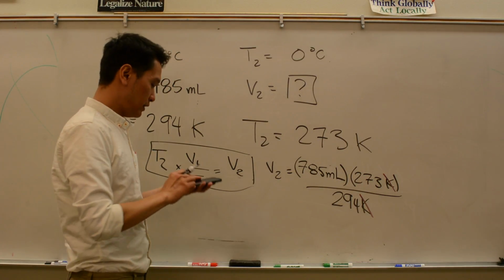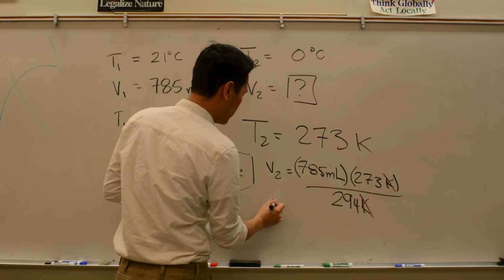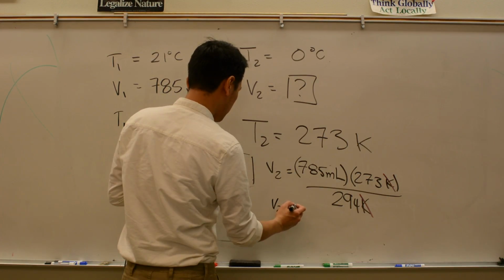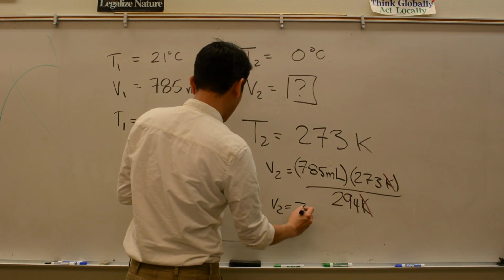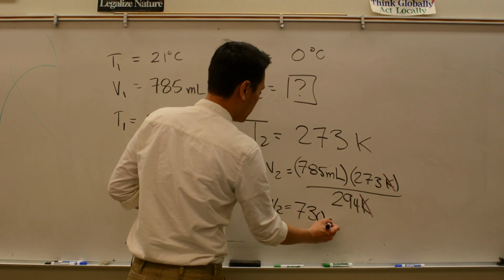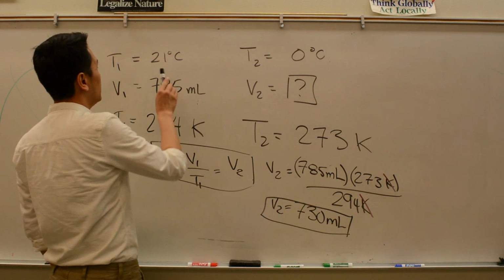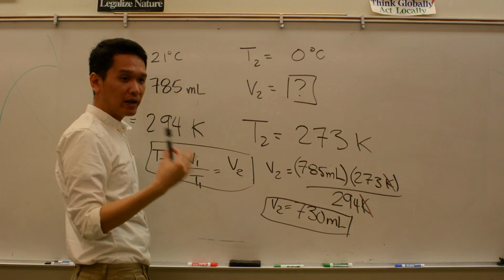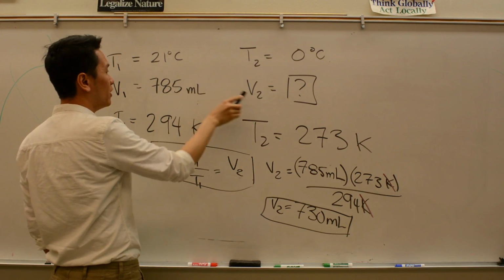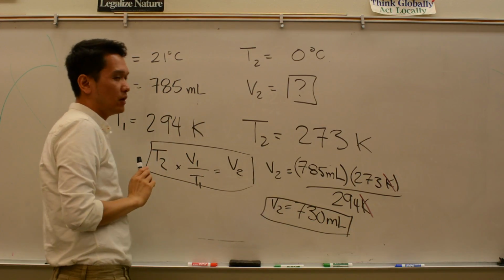So on our calculator, what do we get? 785 times 273 divided by 294. We get that V2 is, with 3 sig figs, 730 ml. Okay, again, let's double check if our answer makes sense. It was at 21 degrees and it decreased, and we know that temperature and volume are directly proportional to each other. So our volume 2 should be smaller than volume 1. Is it smaller? 730 is indeed smaller than 785. Good.